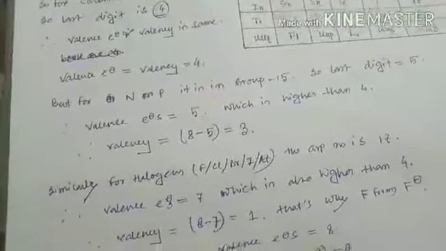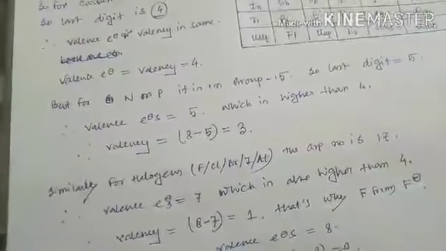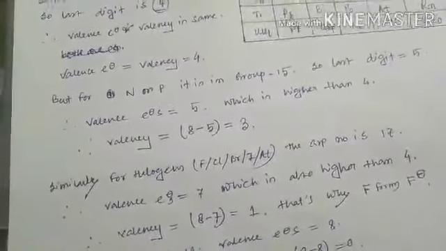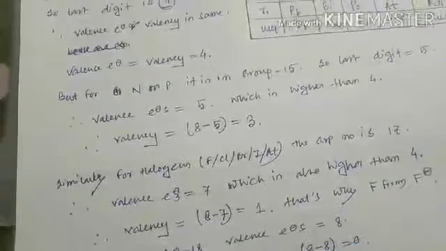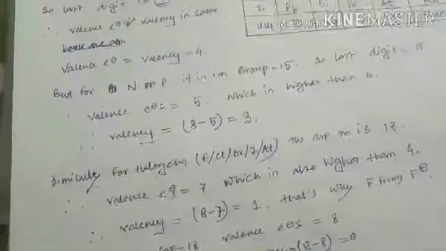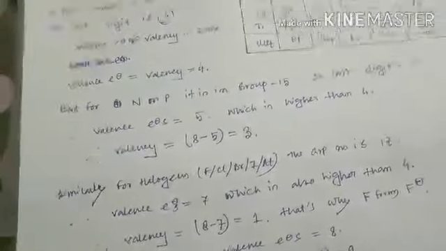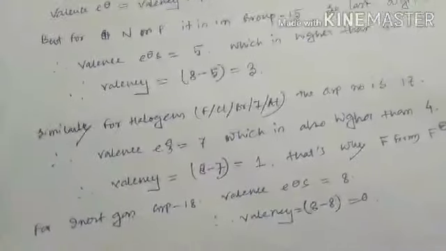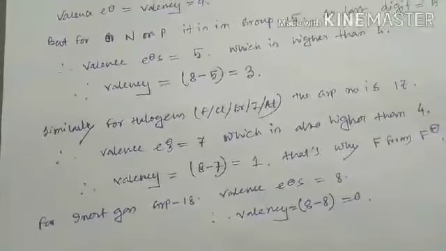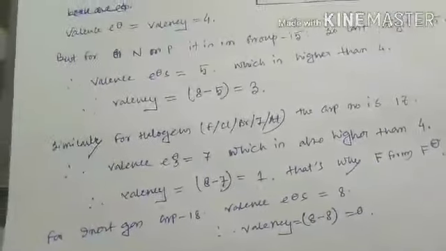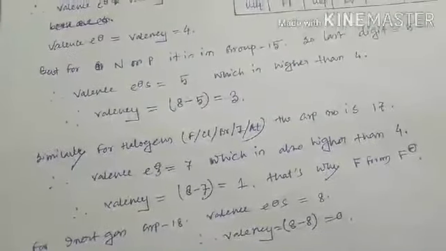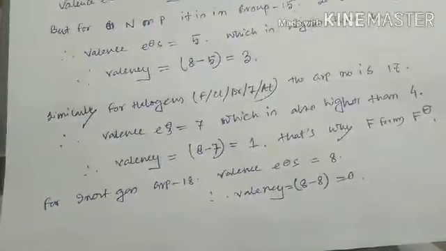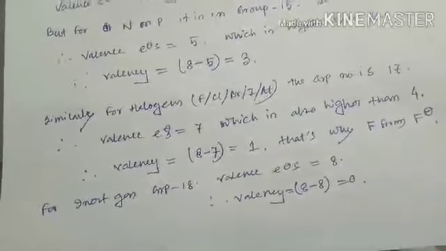Similarly for halogens, that is group 17 elements, the last digit is 7. So the number of valence electrons is 7, which is higher than 4. So the valency will be 8 minus 7, that is 1. So the valency for group 17 elements, the halogens, is 1. That's why fluorine, chlorine, bromine and iodine form halide ions with a negative charge; fluorine forms F minus.